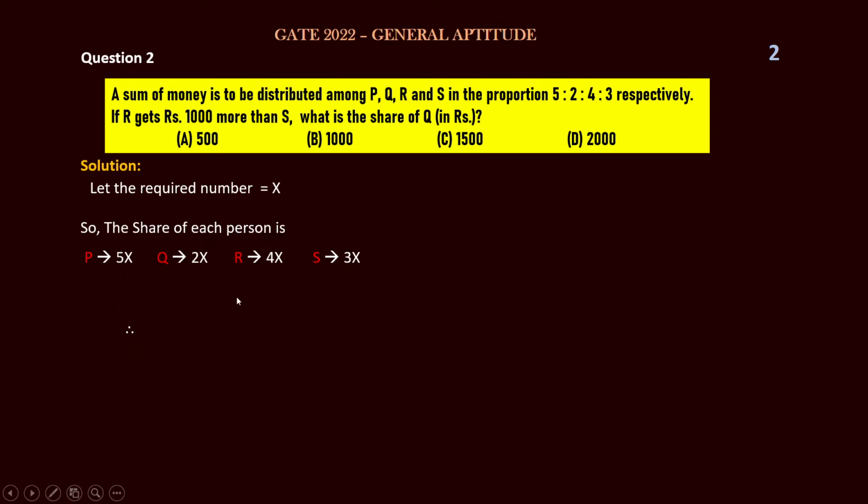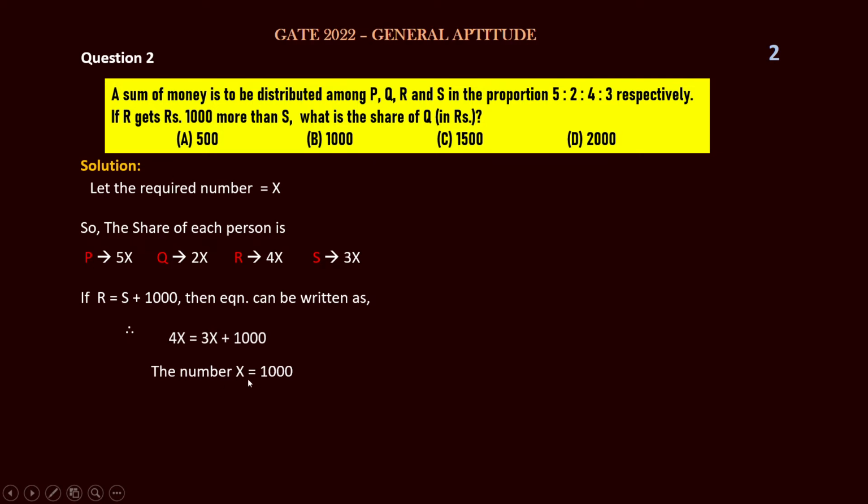With those, we have to find the x value. What is the given condition? R gets rupees 1000 more than S. So we can write R equal to S plus 1000. R equal to 4x, S share is taken as 3x. So 4x equal to 3x plus 1000. With this we can find out the required number value x as 1000.